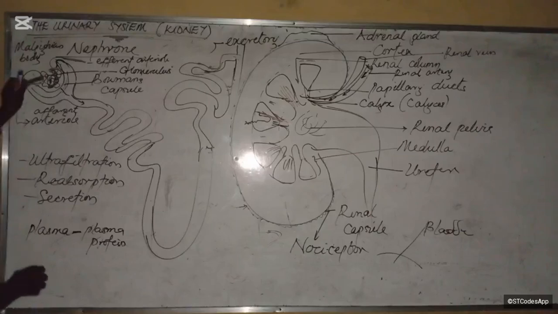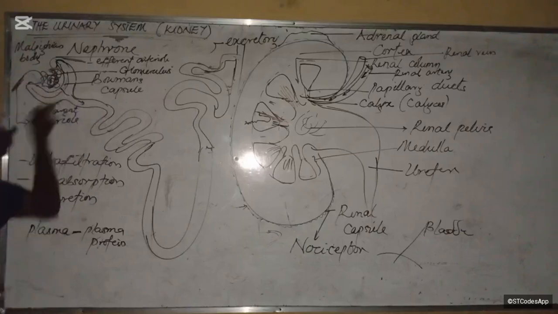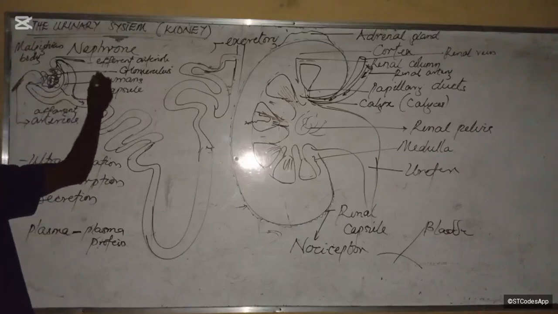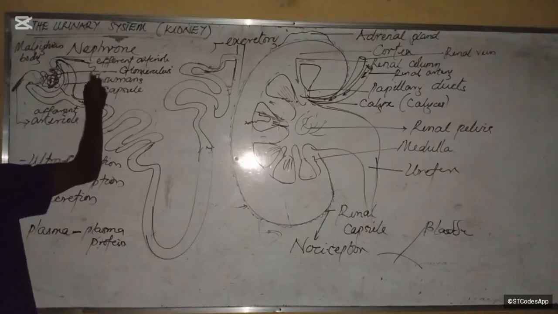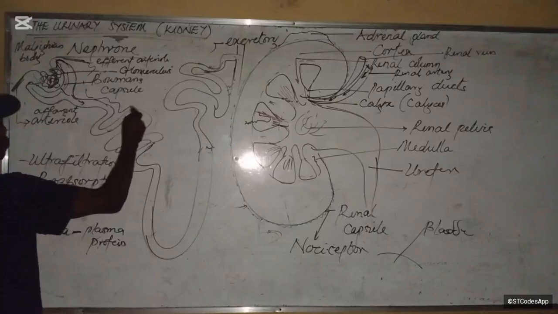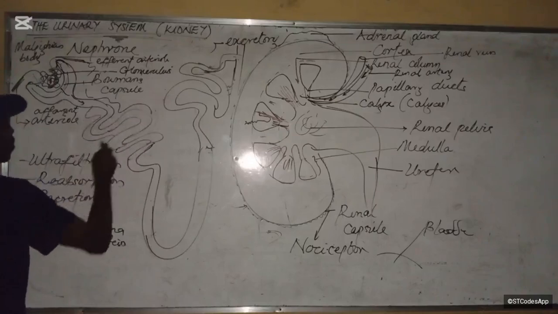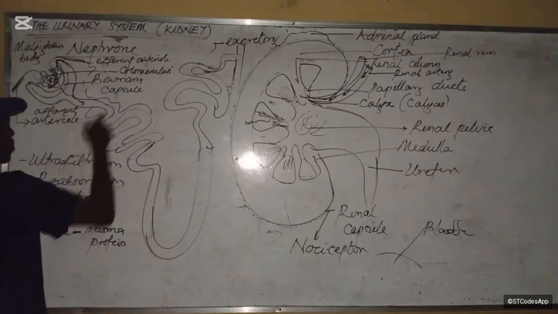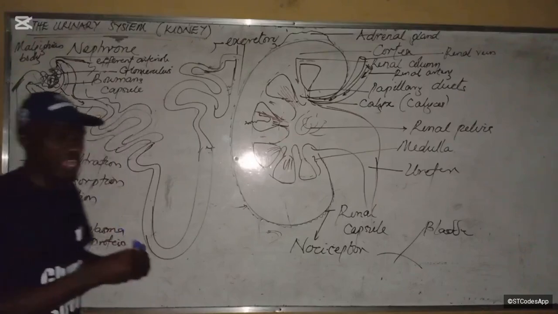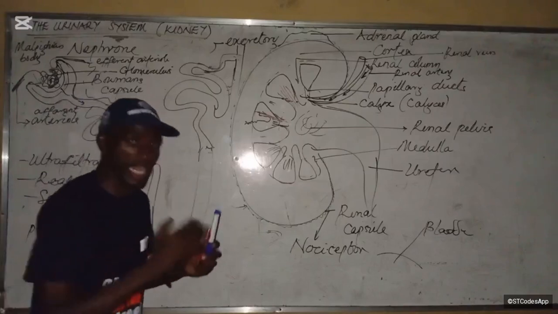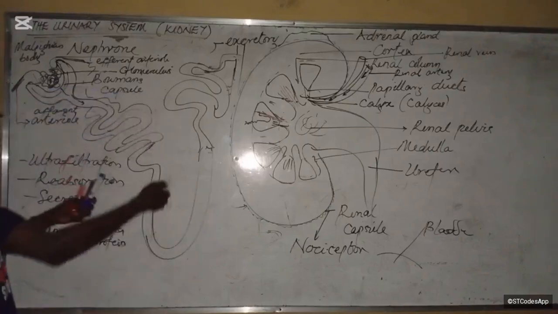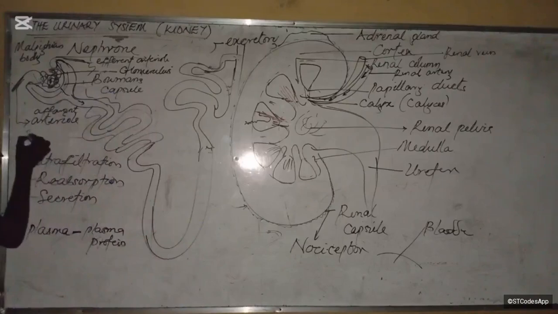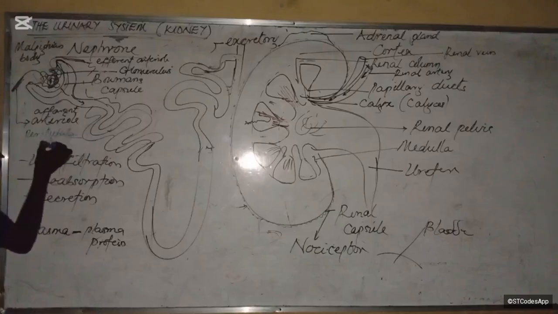Now, when it enters into the Bowman's capsule, this afferent arteriole still continues like this around these tubules. We call them peritubular capillaries. We call them what? Peritubular. Peri means outside. Tubular, that is outside the tubules. Do you get it now? So peritubular capillaries.